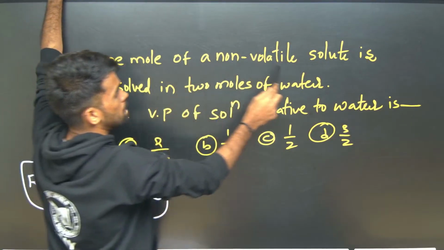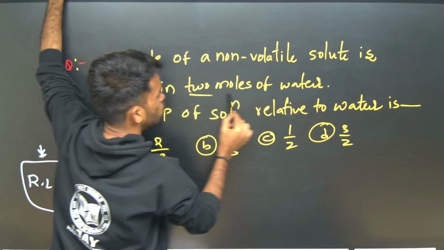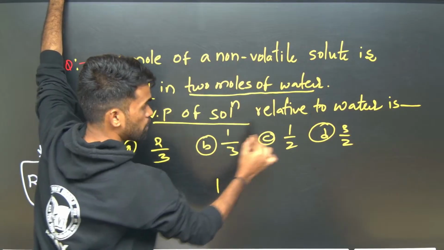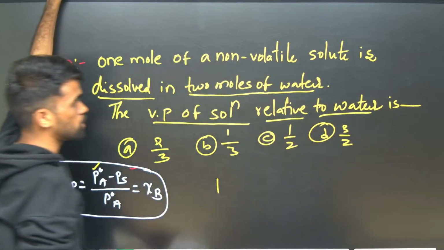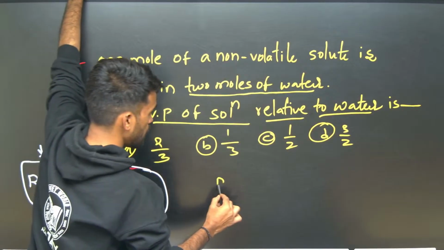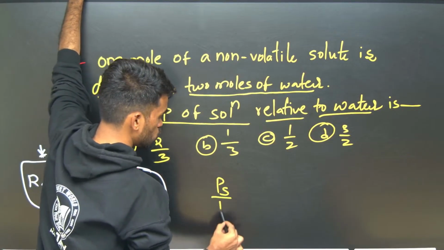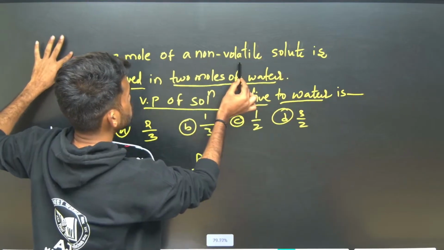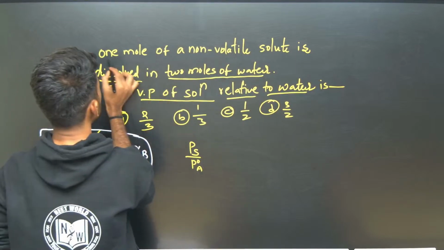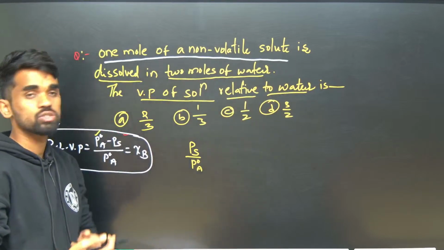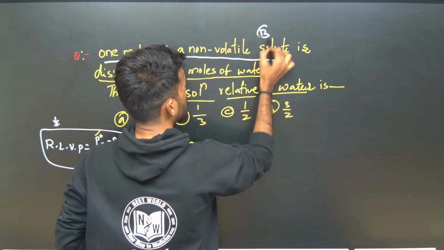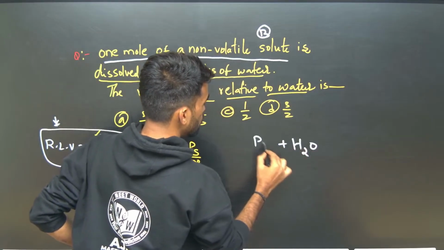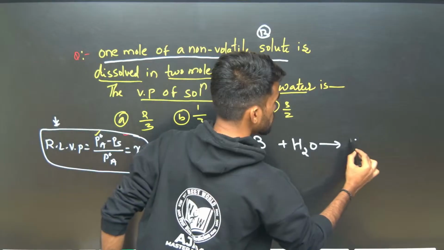1 mole of a non-volatile solute is dissolved in 2 moles of water. The vapor pressure of solution relative to the vapor pressure of water, it means PS relative to P naught A. So what is our solvent here? The solvent is water, and the solute is 1 mole of some solute. They haven't mentioned what the solute particularly is. Let us say some solute B is there, and our solvent is water. So to the water solvent, B solute is added in order to make a solution.